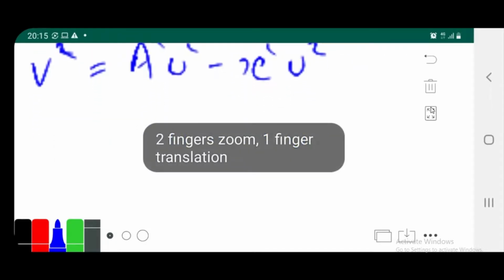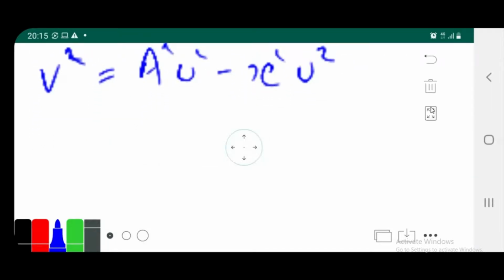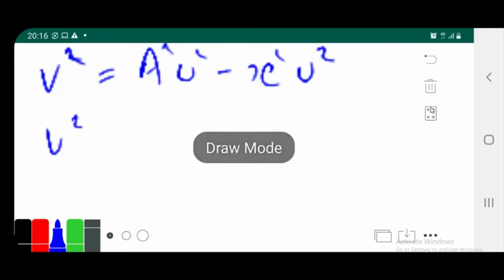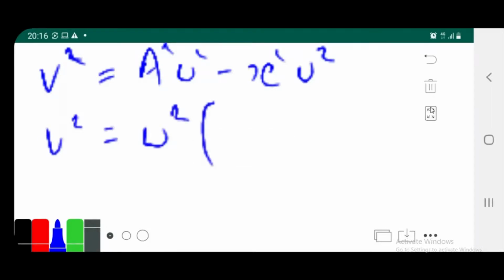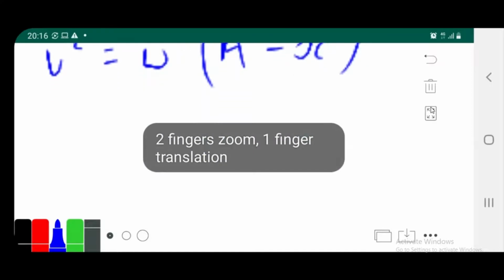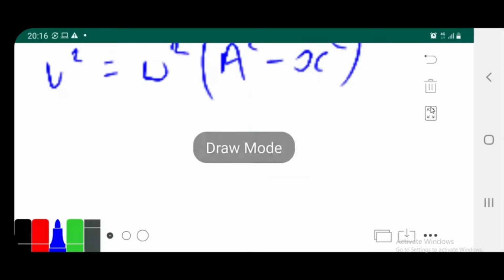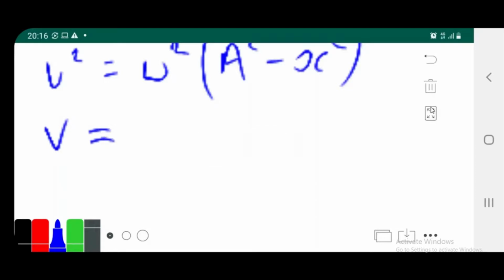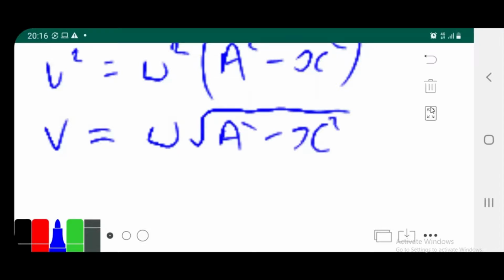Next I'm going to take the common factor, omega squared, and factor that out. So I get v squared equals omega squared, brackets, amplitude squared minus x squared, where x is the displacement of the particle in simple harmonic motion. The final bit is to square root both sides. The square root of v squared is just v, the square root of omega squared is omega, and then all that goes under a square root: amplitude squared minus x squared.